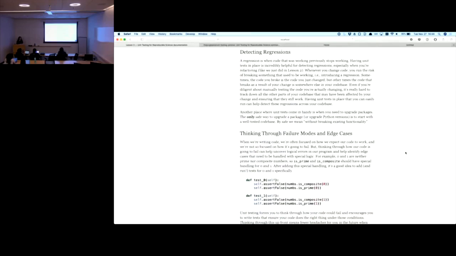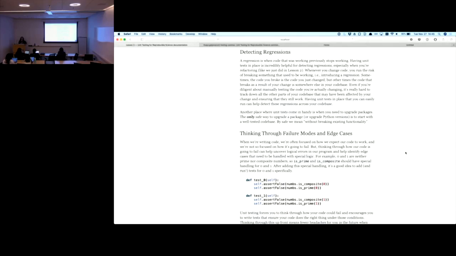Another one, this is probably more relevant to you, is detecting what are called regressions. So a regression is when code that was previously working stops working for some reason. And having unit tests in place is incredibly helpful for detecting regressions, especially when you're doing things like refactoring your code.